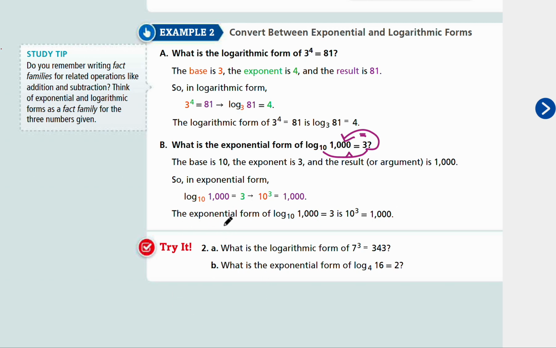So let's practice. Try number 2, A and B. What's the log form of 7 to the power of 3 is equal to 343? And what's the exponential form of log base 4 of 16 is equal to 2? Pause the video, come back when you're ready for answers.